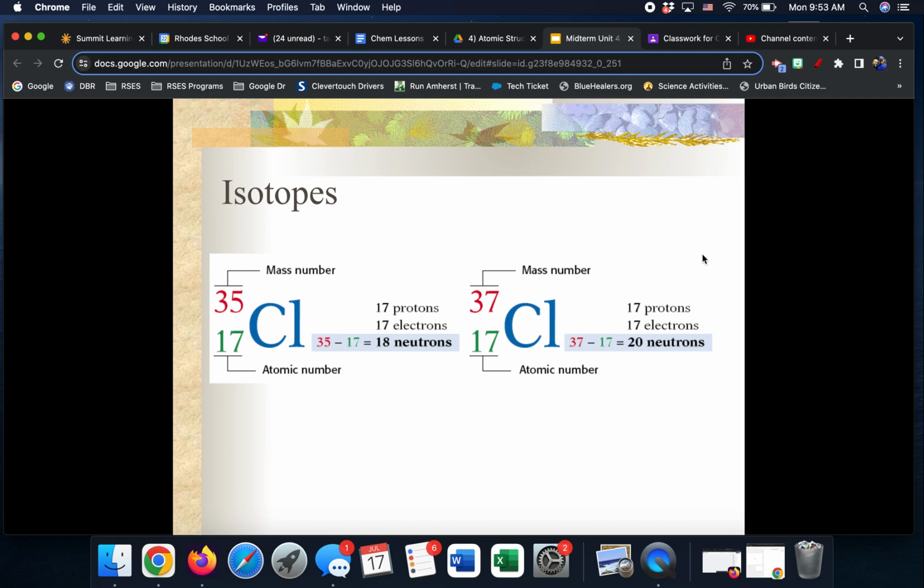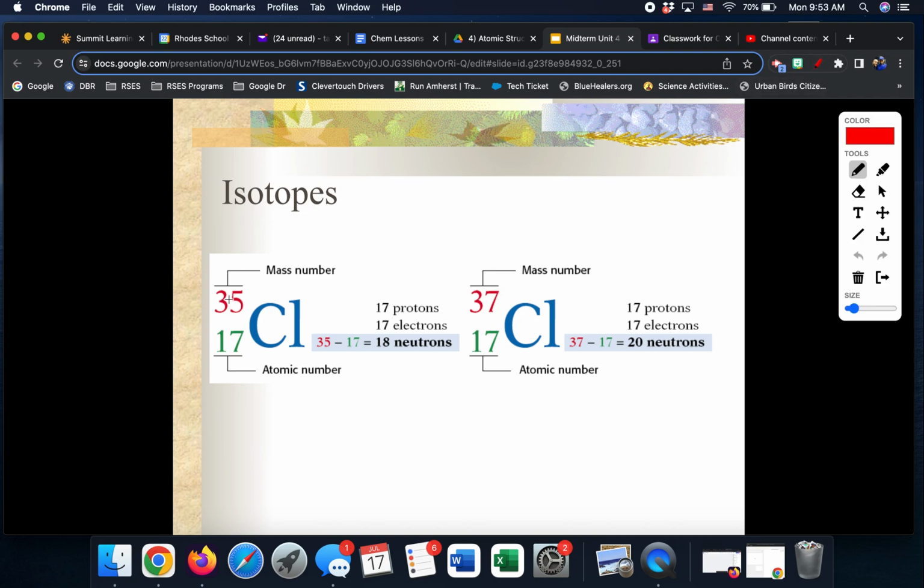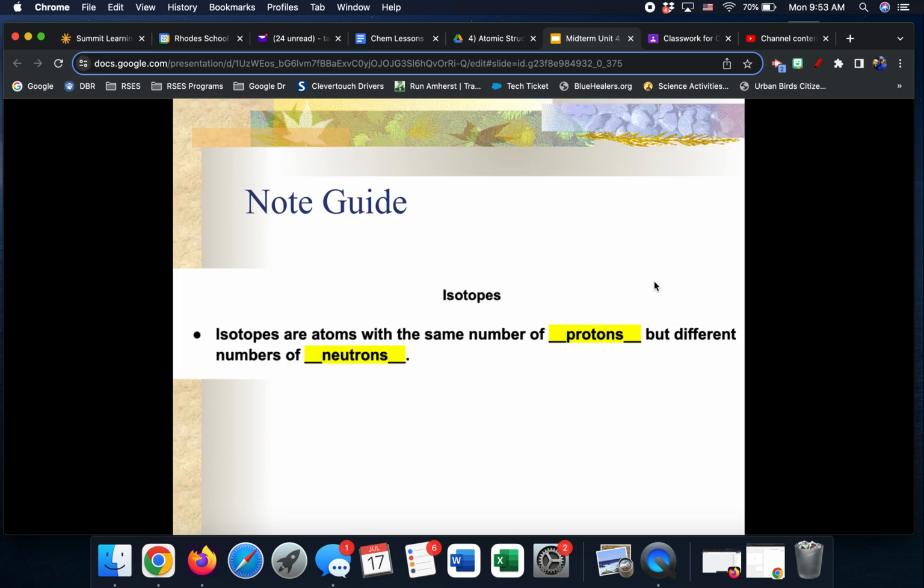If we look here, we have a mass number for chlorine of 35, atomic number 17, subtract, and you get 18 neutrons in this isotope. This has 37 for a mass number. Atomic number has to be the same. And 37 minus 17 would give us 20 neutrons there. So just subtract the two and you'll be able to find out neutrons. Pause while you throw this into your notes.